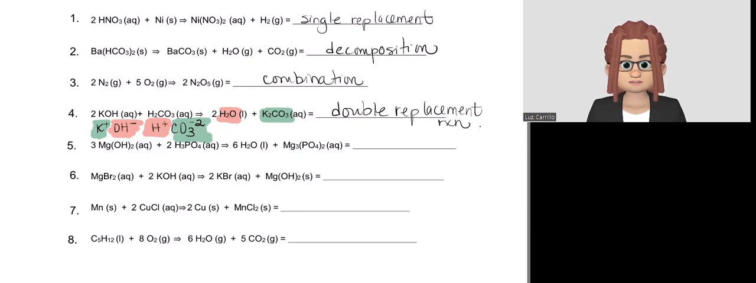Make sure that you practice with the classifications of number 5, 6, 7, and 8.